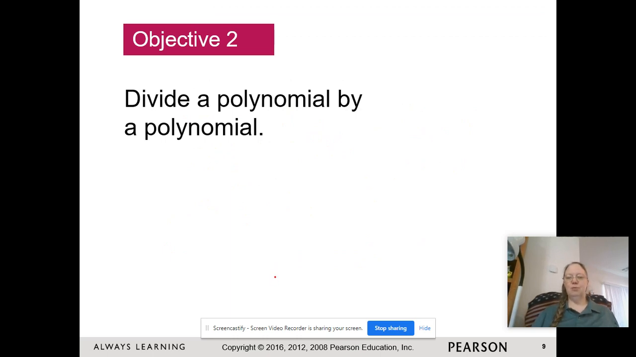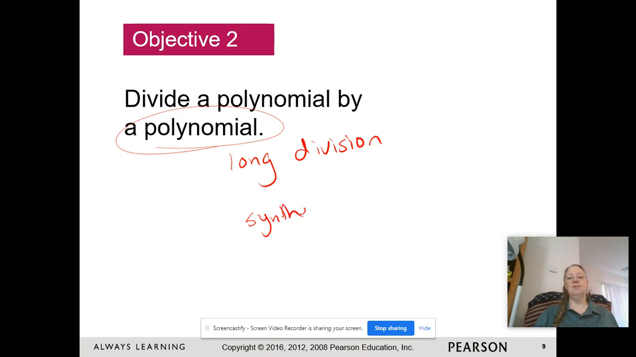Okay, so dividing by a monomial is pretty straightforward. Dividing by a polynomial, there are 2 ways to do it. You can use what's called long division for any problem, or you can use synthetic. Do you guys remember synthetic division? Synthetic division, sometimes called synthetic substitution, but this is for special cases only.